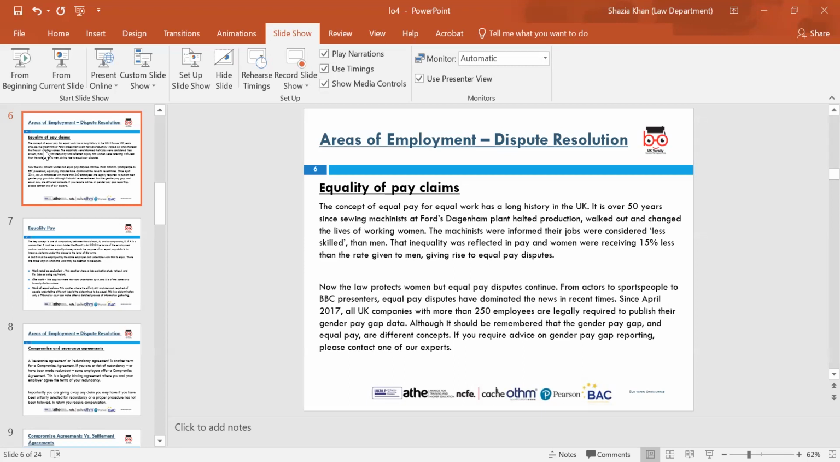So, the equality of pay for women is different to men. Now the law protects women, but equal pay disputes continue. From actors to sportsmen to BBC presenters, equal pay disputes have dominated the news in recent times. Since April 2017, all UK companies with more than 250 employees are legally required to publish their gender pay gap data, although it should be remembered that the gender pay gap and equal pay are different concepts. If you require advice on gender pay gap, please contact the experts.